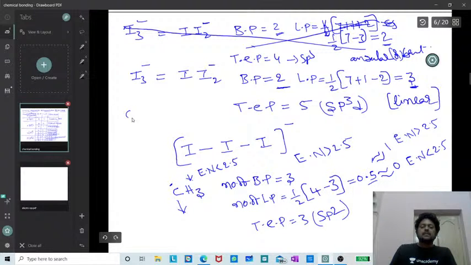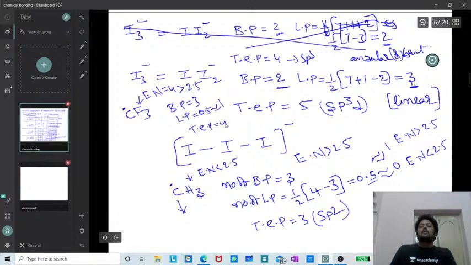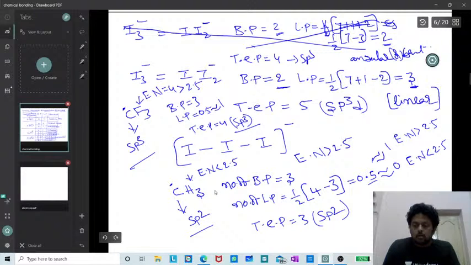Then in the same case, if I take CF3 dot, the same we will get, but the terminal atom electronegativity value is 4, which is greater than 2.5. So in this case, bond pairs 3, lone pairs 0.5, which is approximated to 1. Why? Because the terminal atom electronegativity is greater than 2.5. So total electron pairs 4, hybridization sp3. So in CF3 dot the hybridization is sp3, whereas in CH3 dot the hybridization is sp2. This is the difference. The same thing is applied for carbocation also. Okay. Thank you.